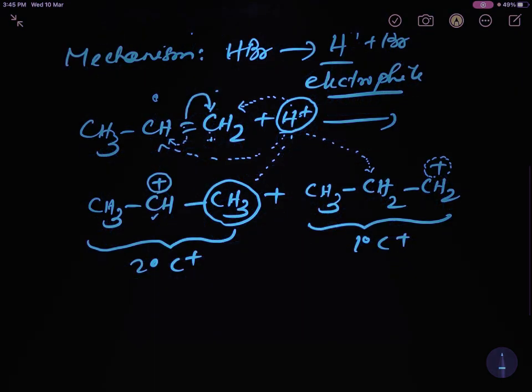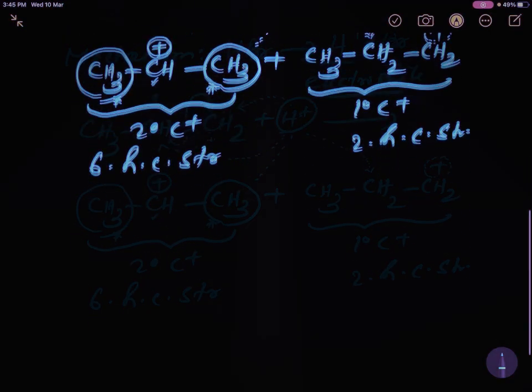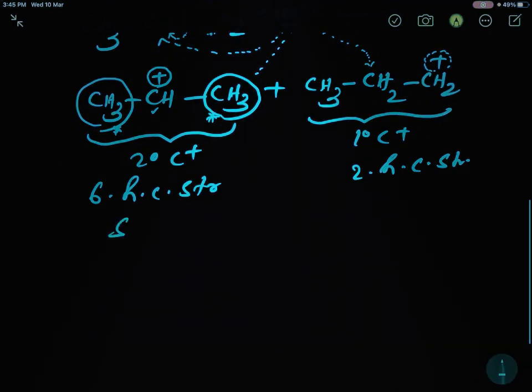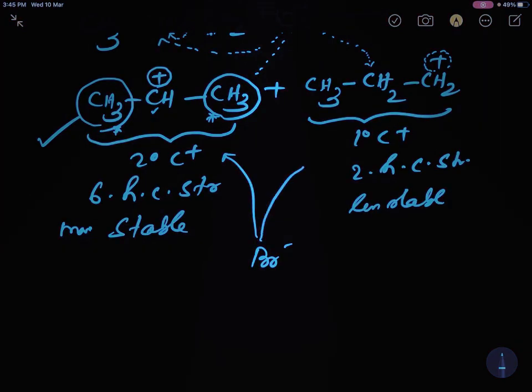You know, the secondary carbocation has 6 hyperconjugating structures, as it has 6 hydrogen atoms next to this C+. Here it has 2 hyperconjugating structures. As this carbocation has 6 hyperconjugating structures, this is more stable and this is less stable. As it is more stable, Br- prefers to attack this more stable carbocation than the primary carbocation.